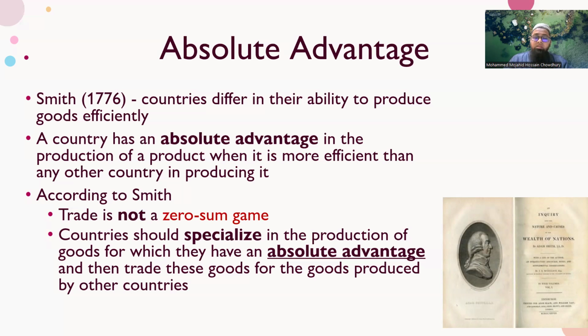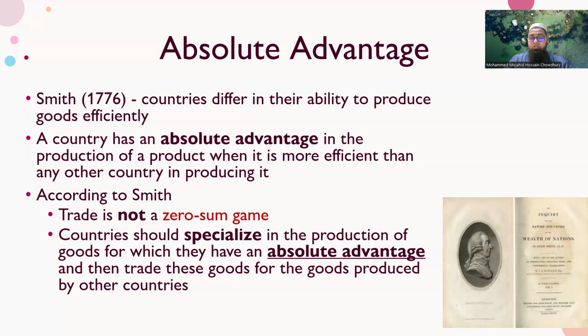If a country has the absolute advantage, it can efficiently produce goods over another country. According to Adam Smith, trade is not a zero-sum game, which was mentioned earlier in mercantilism. Smith also wanted to say countries should specialize in the production of the goods for which they have an absolute advantage, and then trade these goods for the goods produced by other countries.